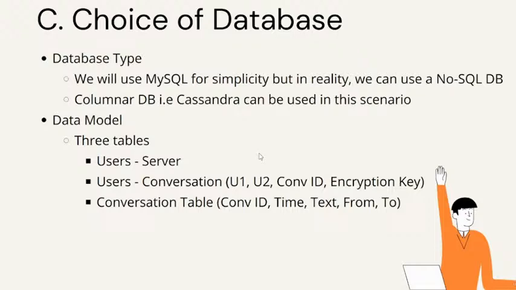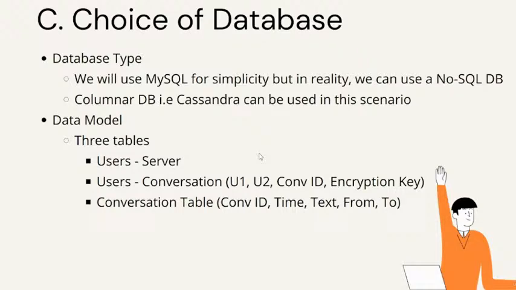Table 2 is the conversation table. This table connects a user to a conversation ID and an encryption key. This is the table where we'll store encryption key for every conversation. This is the key that will be used to encrypt, meaning to secure that conversation.